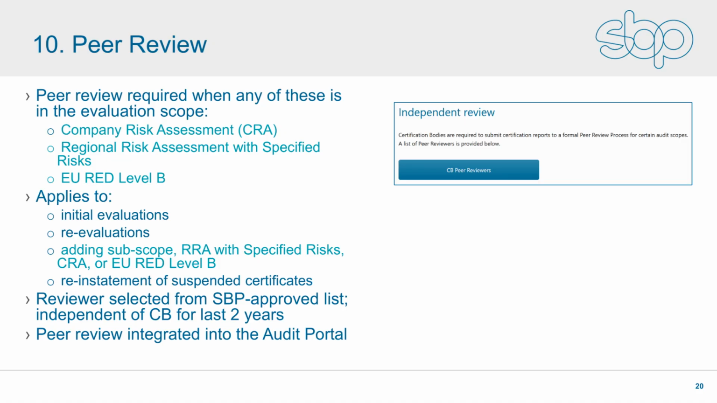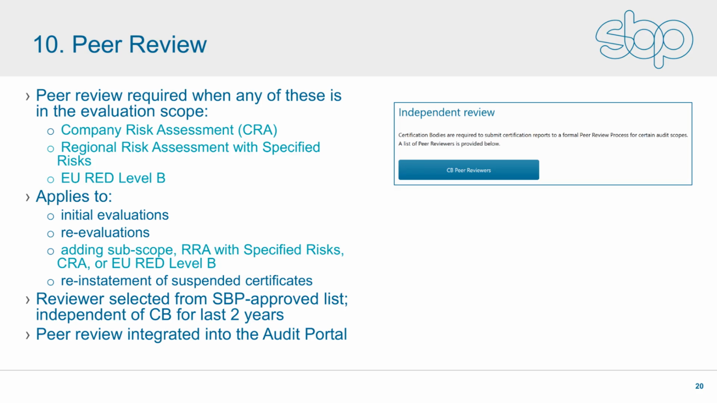Fourth, any evaluation of a suspended certificate for reinstatement that includes a central risk assessment or a regional risk assessment with specified risks, or EU RED Level B. Note what this means for the low-risk case. If a biomass producer's supply base is covered by a regional risk assessment in which all indicators are rated low risk, peer review is no longer automatically triggered.